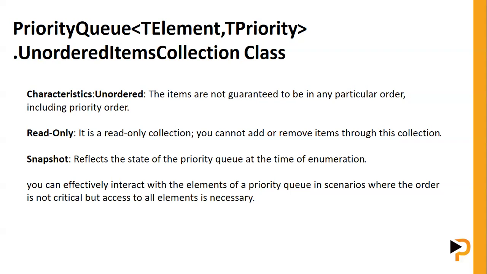So you can effectively interact with the elements of a priority queue in a scenario where the order is not critical, but access to all elements is necessary. Now, when will you use this? If you want only a snapshot of the priority queue and you just want to visit what elements are there, then you can go ahead with it because it's not needed all the time, right? You just want to check what elements are there. If you want to fetch the elements in a particular order, then there is a requirement of a priority. But in this case, it's not required. So they gave a special class to view the snapshot.